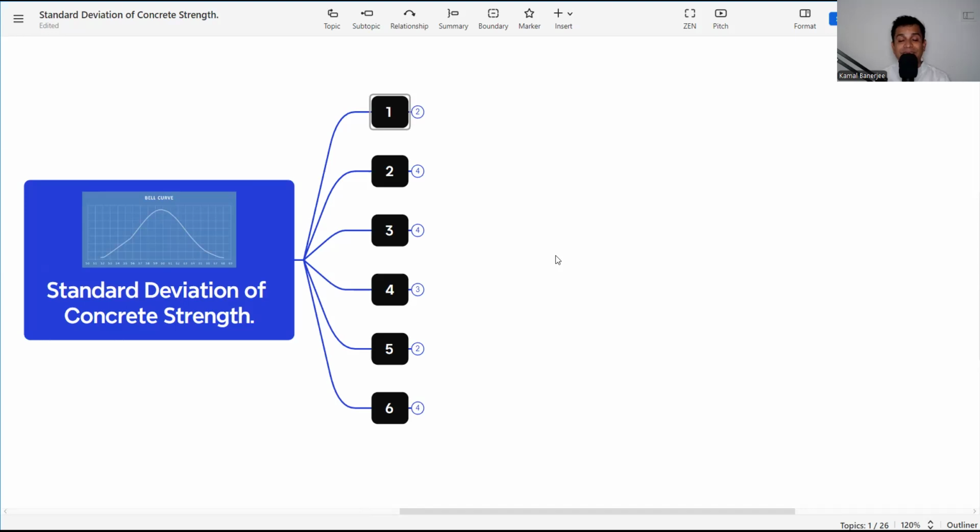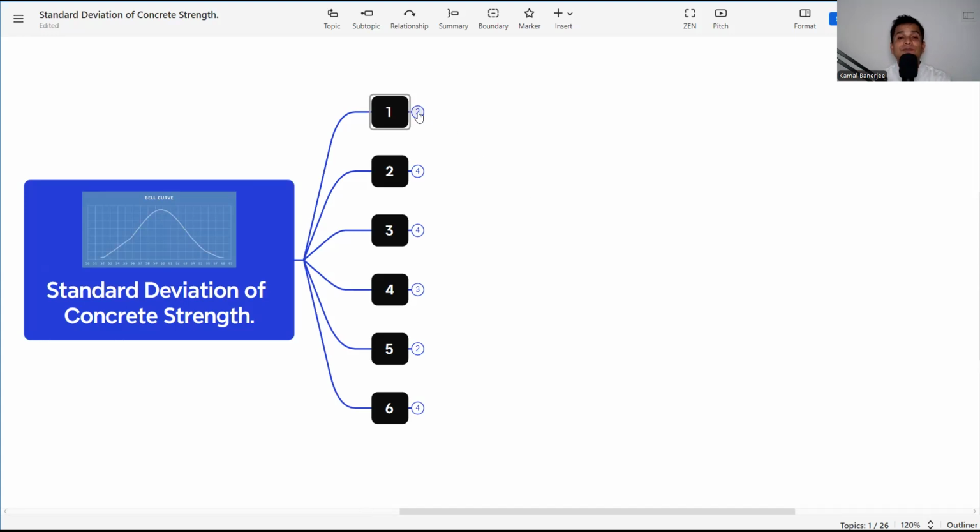IS 456 says that a minimum of 30 samples are to be cast and the 30 sample test results are needed in order to determine the standard deviation. So you need to have a minimum of 30 sets of data along with you to perform the standard deviation test. And one sample means the average of three individual cube strengths is equal to one sample. So you need a minimum of 30 samples.